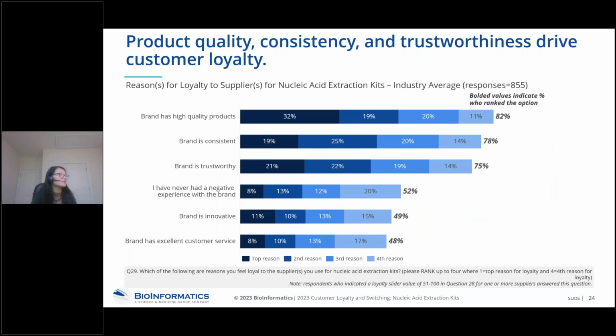What's driving this loyalty? Well, product quality, consistency, and trustworthiness are the critical factors that drive loyalty to individual suppliers. Lack of negative experiences, innovation, and excellent customer service could also be differentiators, but they're more secondary considerations as well. So suppliers in general just need to prove themselves within these measures. They must demonstrate that the products are high quality, can consistently lead to pure isolation of nucleic acids with high yields, and that they can consistently perform.